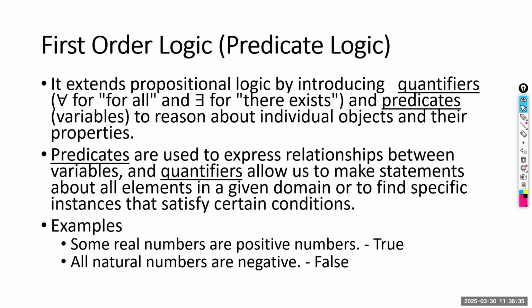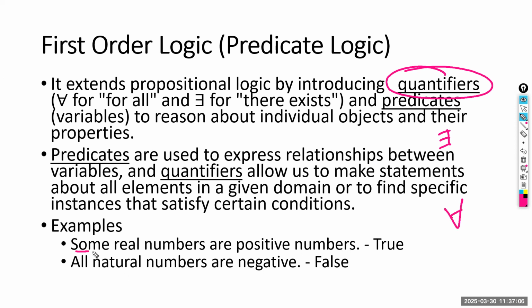Again, it's part of Boolean logic because the result is either true or false. So therefore, again, it's Boolean logic. But this time we are going to use quantifiers in our statements. The two quantifiers are the existential quantifier and the universal quantifier.